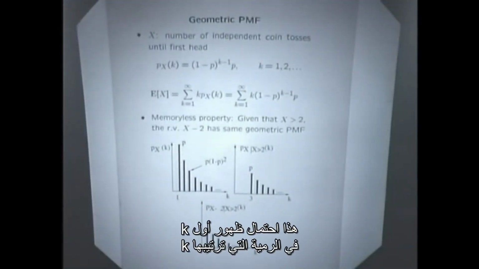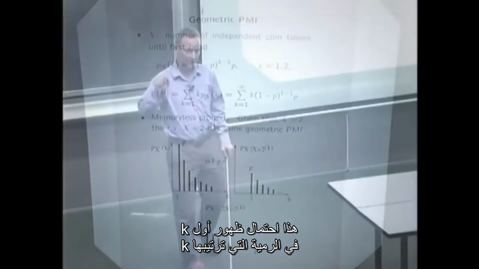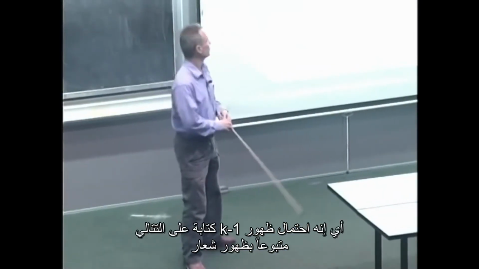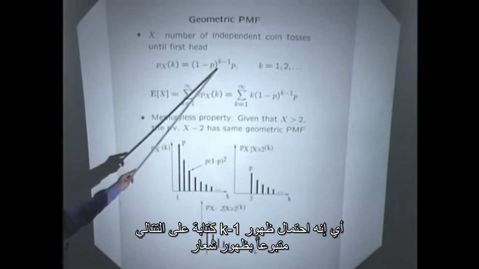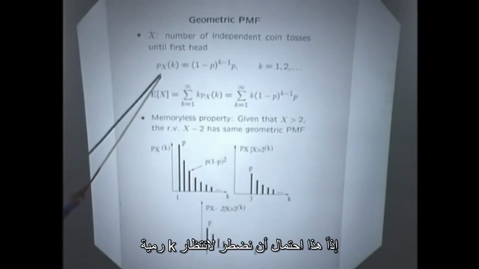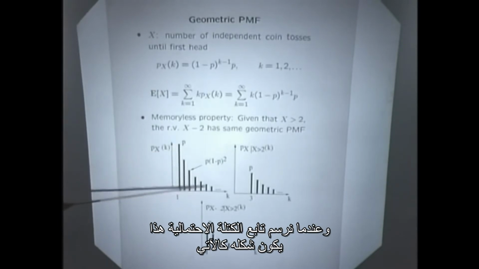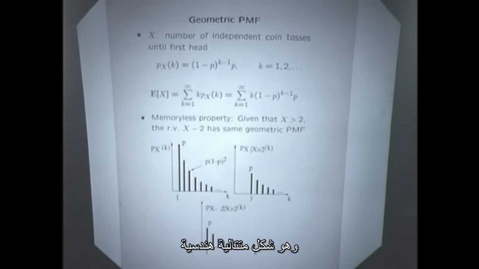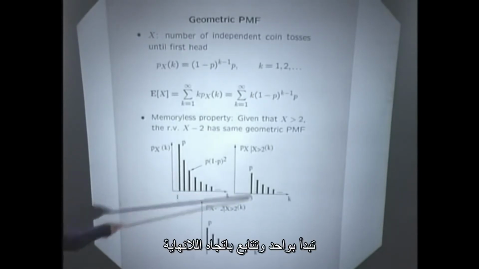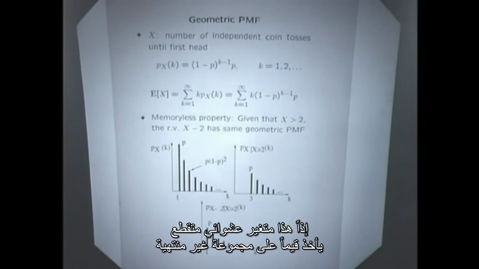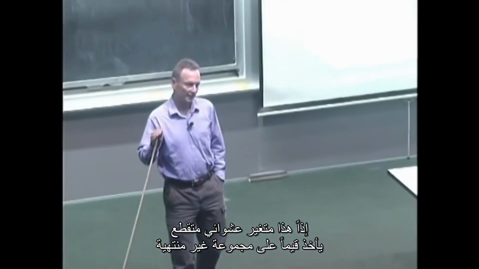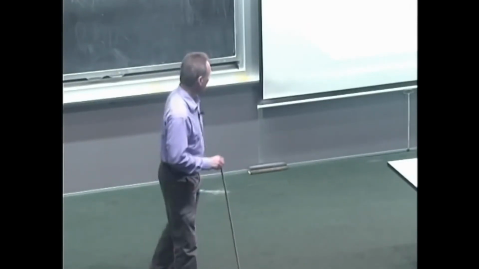The probability that the random variable takes the value k, this is the probability that the first head appeared at the kth toss. So this is the probability of k minus 1 consecutive tails followed by a head. So this is the probability of having to wait k tosses. And when we plot this PMF, it has this kind of shape, which is the shape of a geometric progression. It starts at 1, and it goes all the way to infinity. So this is a discrete random variable that takes values over an infinite set, the set of the positive integers.